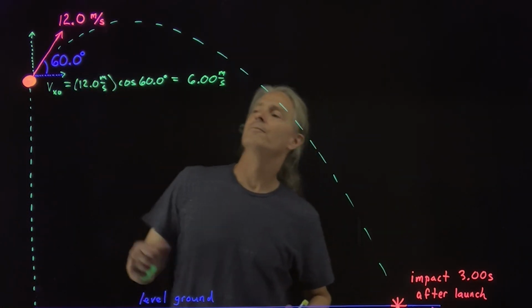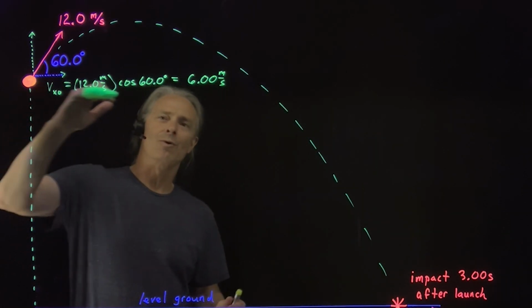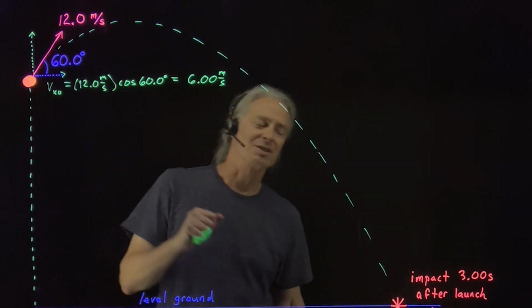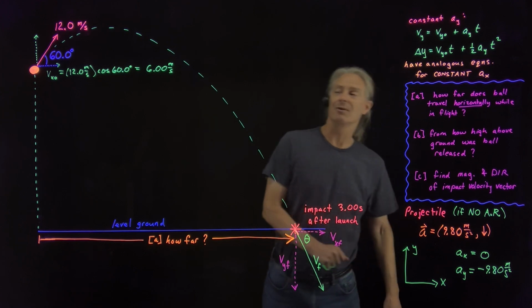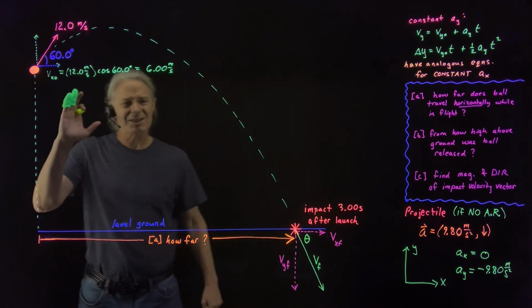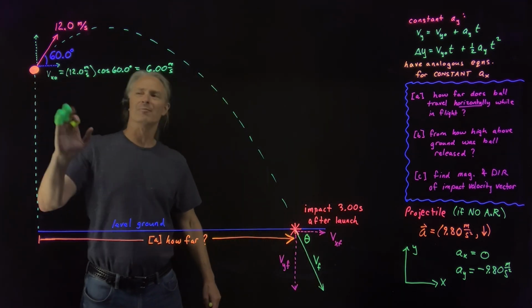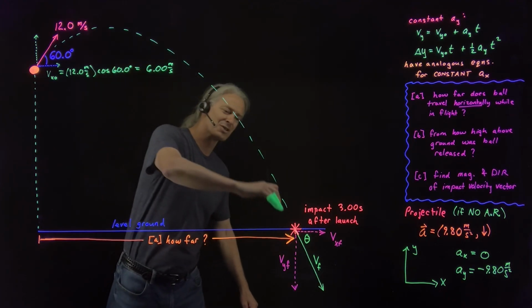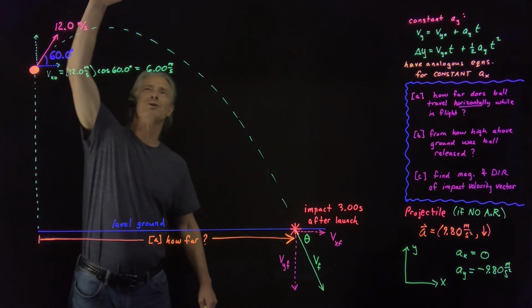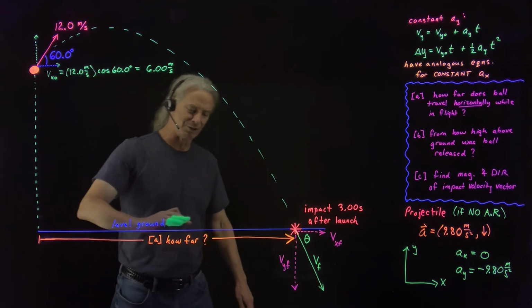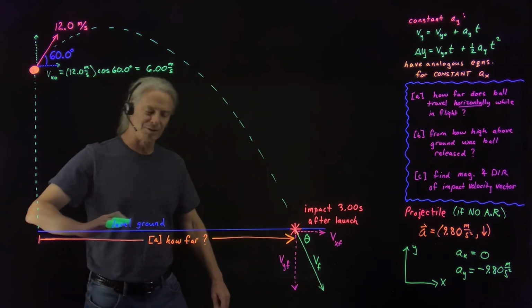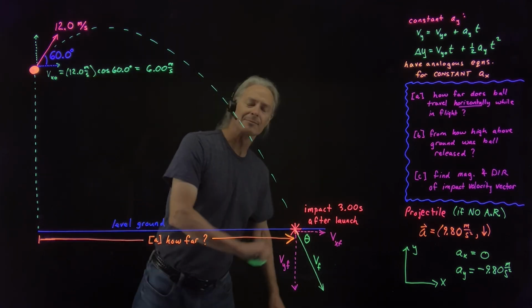So at launch, this projectile has a horizontal velocity component of 6 meters per second. Now, since the horizontal acceleration component is 0, that's the horizontal velocity component that this projectile will have through its entire flight. So if we were to shine light from above and watch the shadow of the ball along the ground, the shadow of the ball along the ground would travel at 6 meters per second.